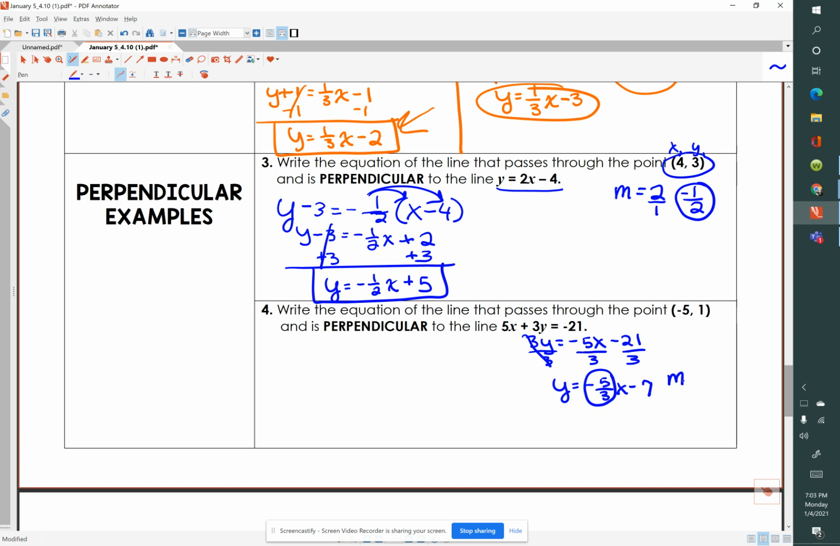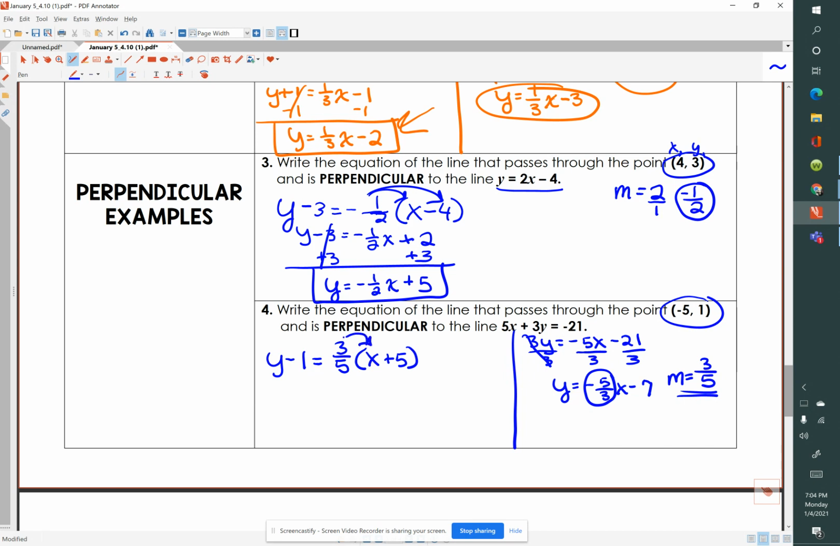What's the negative reciprocal of negative 5/3? It's a positive 3/5. Now we'll use the point slope formula and make substitutions for these points and for the slope. So y minus y1, which is our 1, equals the slope of 3/5 times the quantity of x minus negative 5. When you subtract a negative, it's the same as adding.